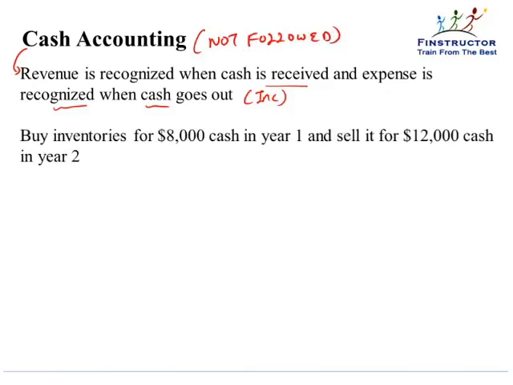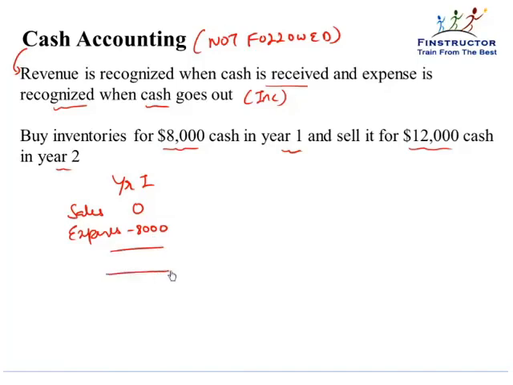Let's see with an example the problems with this method and why this method is normally not followed anywhere in the world. So let's assume that I buy inventories for $8,000 cash in year 1 and sell it for $12,000 cash in year 2. How will my income statement look in year 1? My sales will be 0 since I have no cash receipts in year 1. We're following cash accounting. And my expenses will be $8,000 since I have paid out $8,000 for purchasing the inventory. So my net profit in year 1 will be minus $8,000.